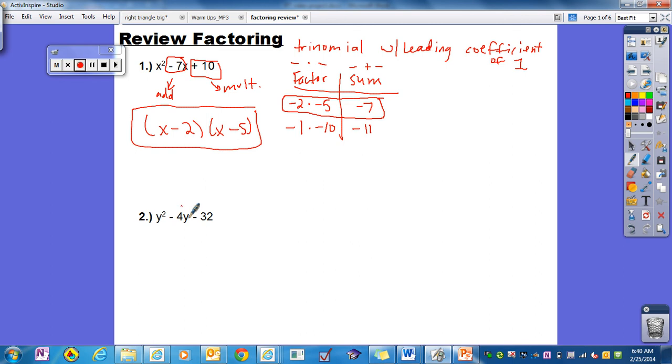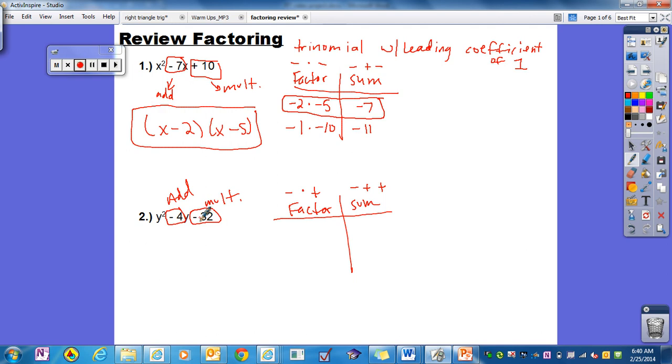Same thing for number 2. I want to know what is it that multiplies to a negative 32 but adds to a negative 4. This time when I do my factor sum table, I want to multiply to a negative, but add to a negative. The only way I can do that is if one of my two factors is negative and one is positive, because a negative times a positive is a negative, and a negative plus a positive is going to give me a negative.